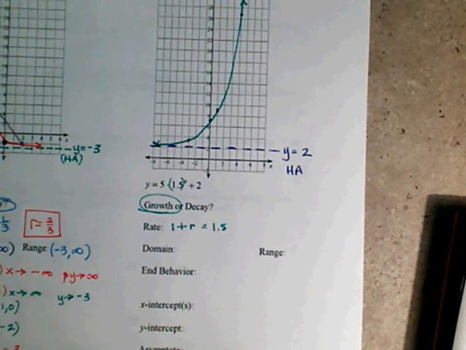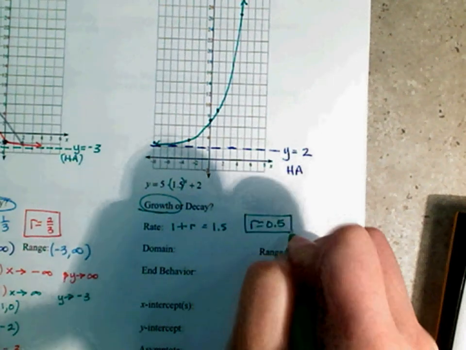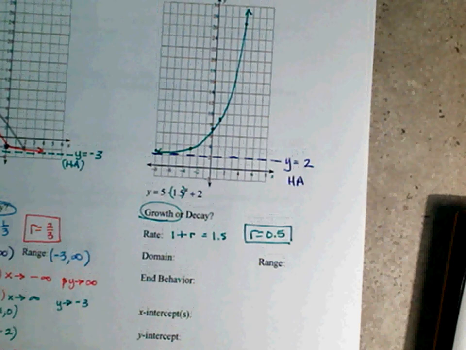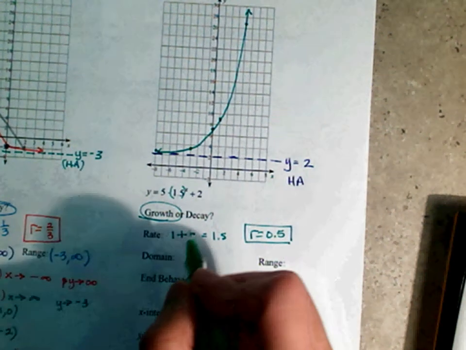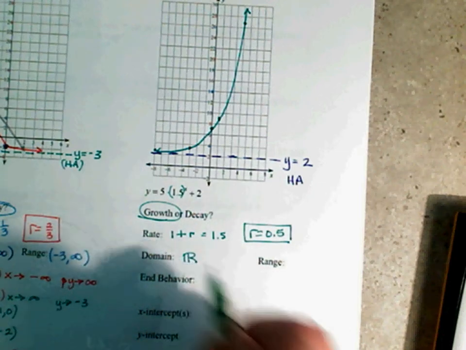So your rate is 0.5. Okay? So 1 plus 0.5 is 1.5. So you kind of do that in your math, in your head. It's always just a 1. All right, your domain. Far left to far right. So that is all real numbers. Or can I write negative infinity to positive infinity?